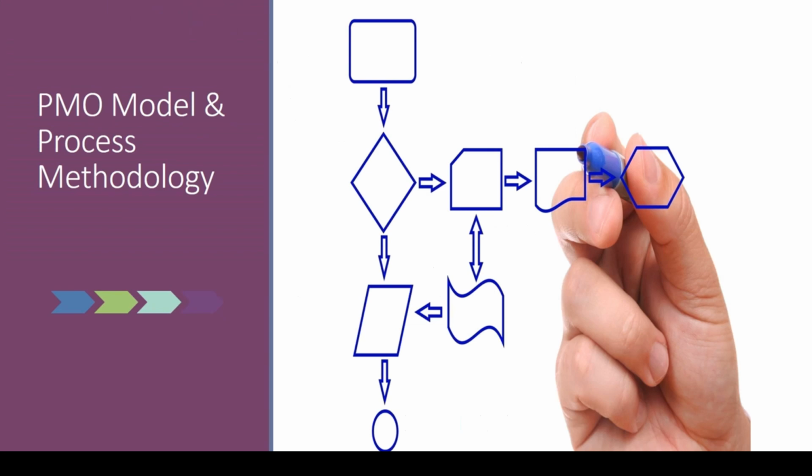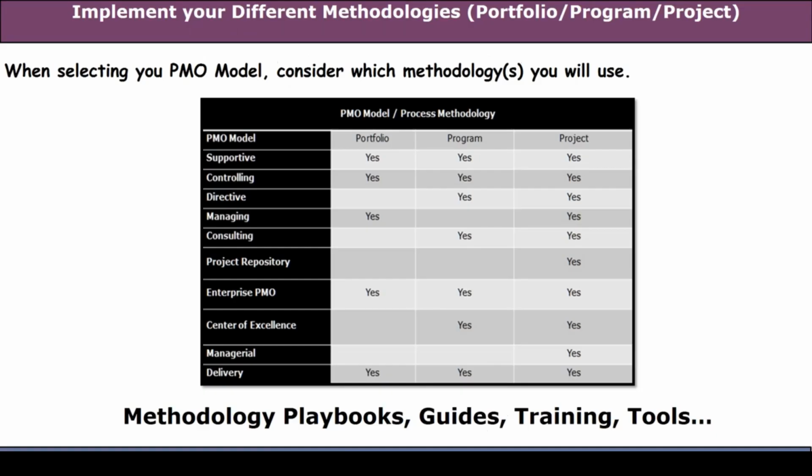Step 9 in the process is your PMO model and process methodology. This is where things get real, right? So this is where we've seen this table before. We said we're going to have a model, supportive, control, and directive, whatever the case may be. We're going to be a portfolio and a program, or a program and a project, or just a pure project. But this is where you build your playbooks, you build your guides, you build your training, you select some tools. This is where you make this real.